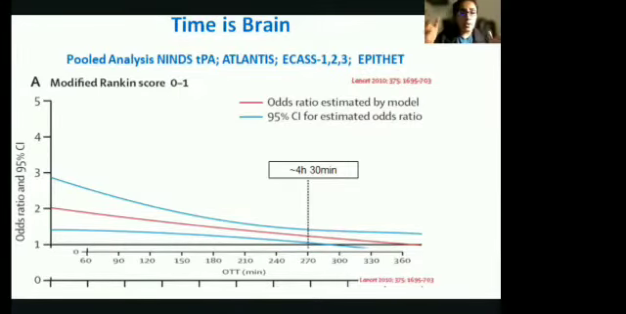This is a very famous slide which all the stroke specialists love, because this is a pooled analysis from the NINDS TPA, ATLANTIS, as well as the ECASS and the EPITHET trials. The only moral of this analysis is that the odds ratio for improvement is related to the time of treatment. The time cutoff of the treatment is a very important factor in deciding the modified Rankin score, which is often used as a scale to determine the outcome in patients with acute stroke. If you want the modified Rankin score to be lowest, which means better outcome and recovery of motor output, this is what you have to do. The moral is time is brain.